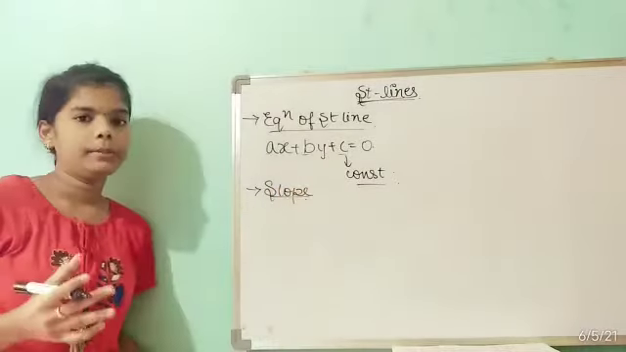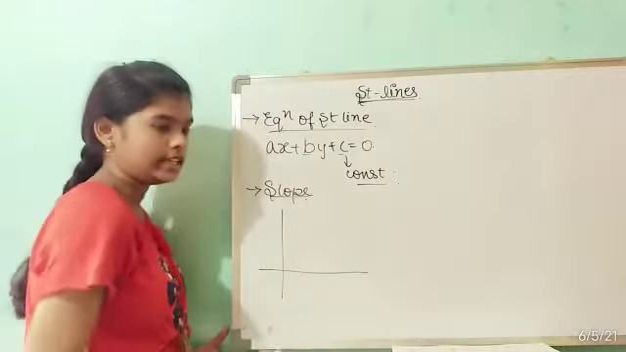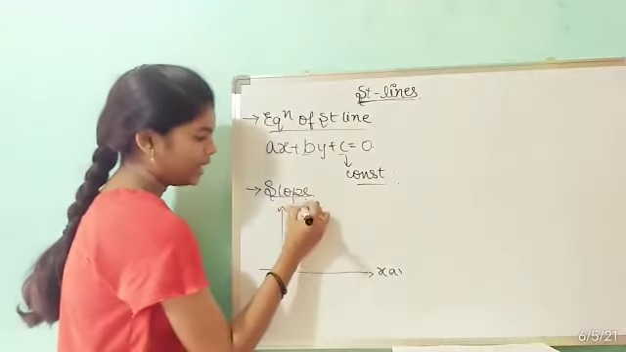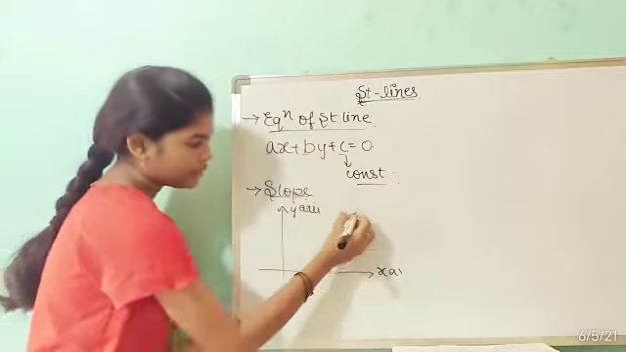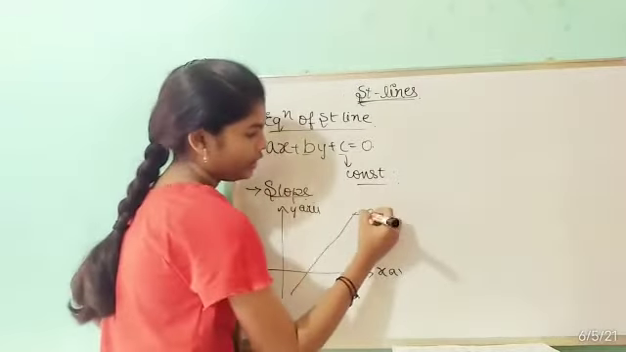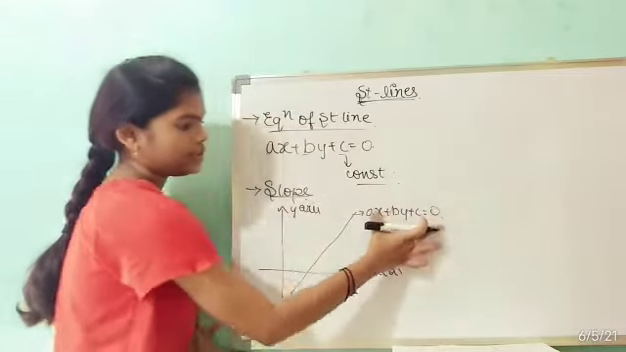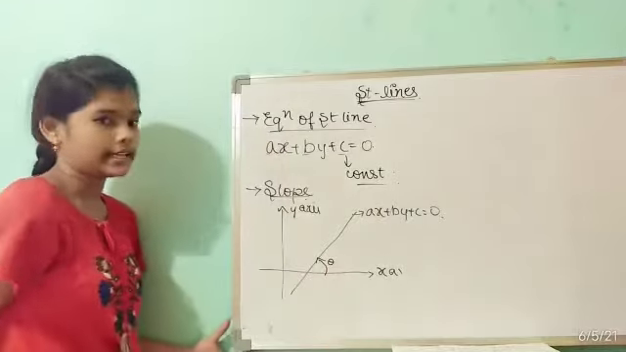So what do we mean by a slope? In the previous video we learned about the coordinate axes. This will be our x-axis and this will be our y-axis. Suppose this is a straight line, ax plus by plus c is equal to 0, which is making a theta angle with the coordinate axis.